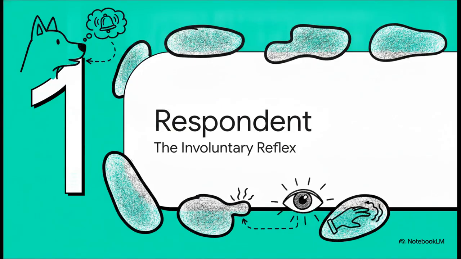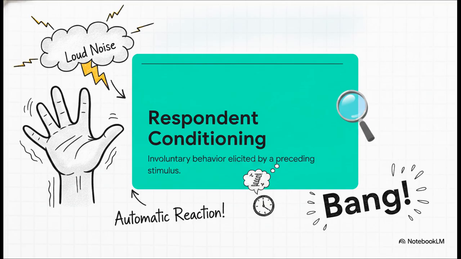All right, section 1, respondent, the involuntary reflex. The absolutely critical keyword I need you to lock in right here is elicited. Respondent conditioning is all about involuntary behavior that is elicited by a preceding stimulus. It's basically a purely biological reflex, like bam, a loud noise goes off and you jump out of your skin, right? You didn't sit there, weigh your options, analyze the room's acoustics, and decide, hey, I think I'll jump now. No way. Your biology completely hijacked the system. It's an automatic, immediate reaction where the environment is totally pulling the strings.